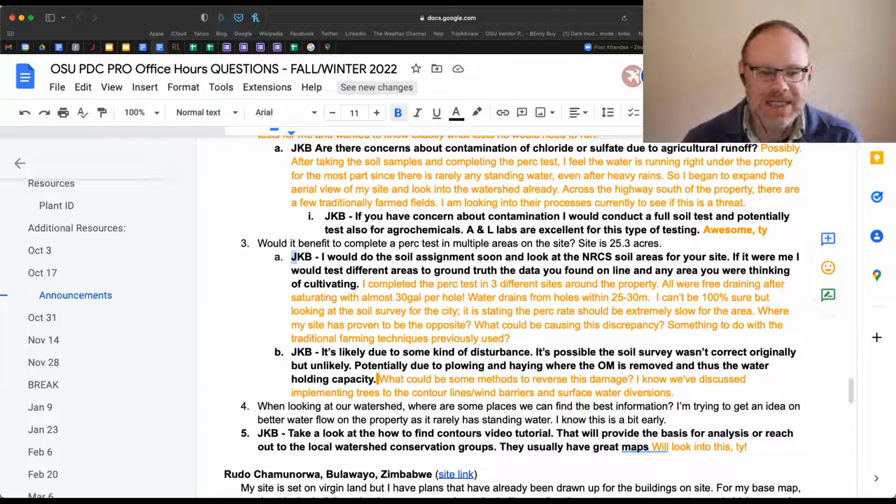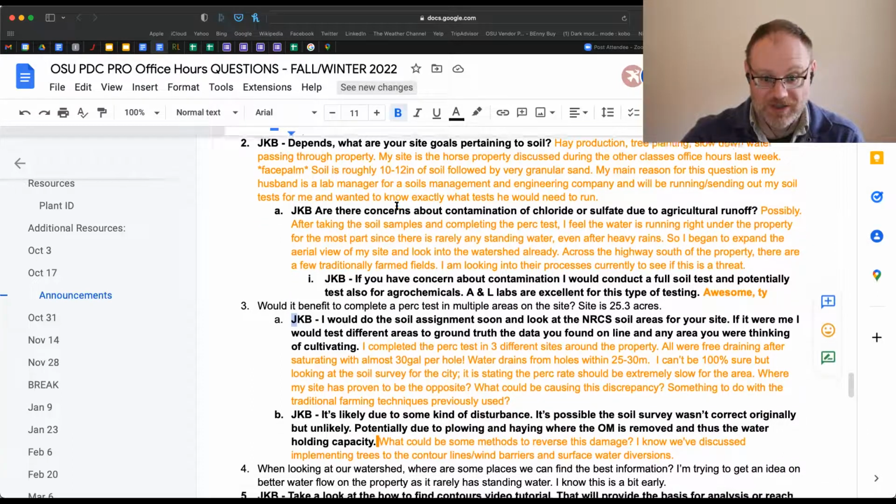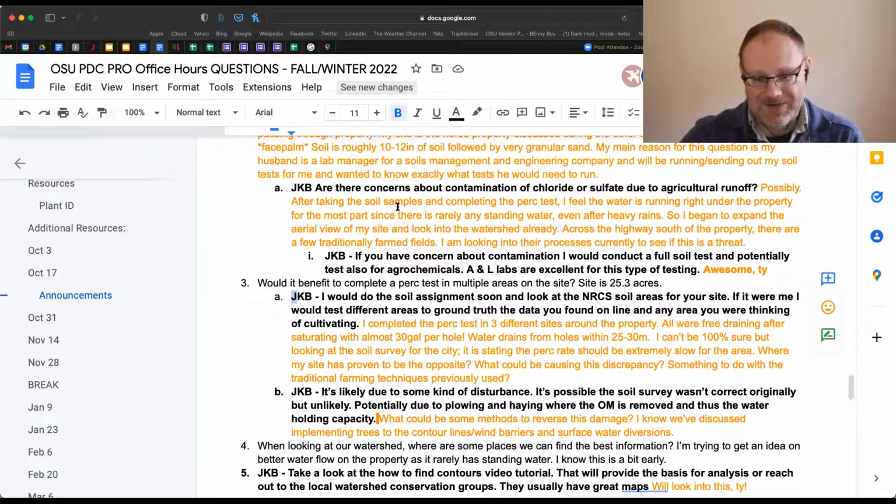Would it benefit to complete a perc test in multiple areas of the site? The site is 24.3 acres. So I would do the soil assessment soon, and look at the NRCS soil areas for your site. If it were me, I would test different areas of the ground to ground truth the data you found online and see if any area was thicker topsoil. So what you were saying up here is you've got 10 to 12 inches of topsoil followed by very granular sand. So yeah, you would have high drainage.